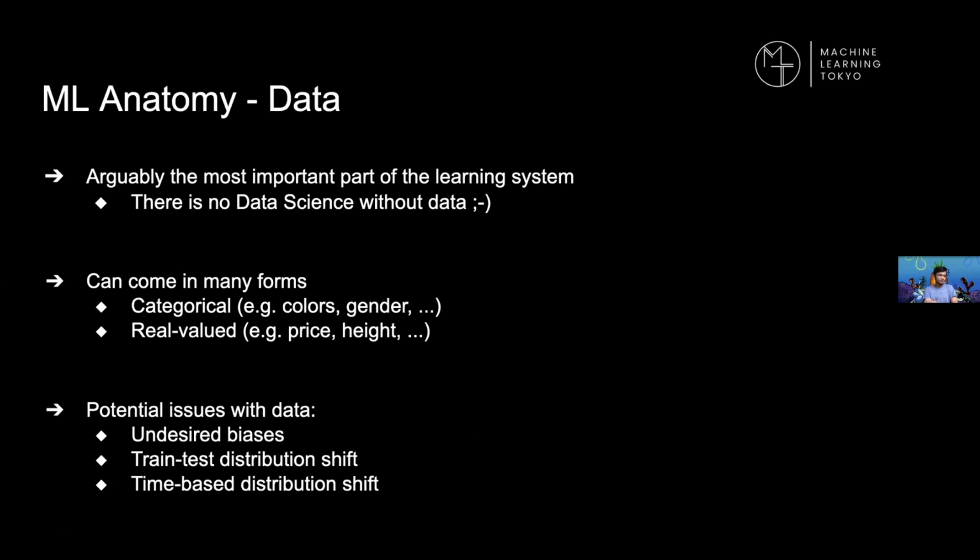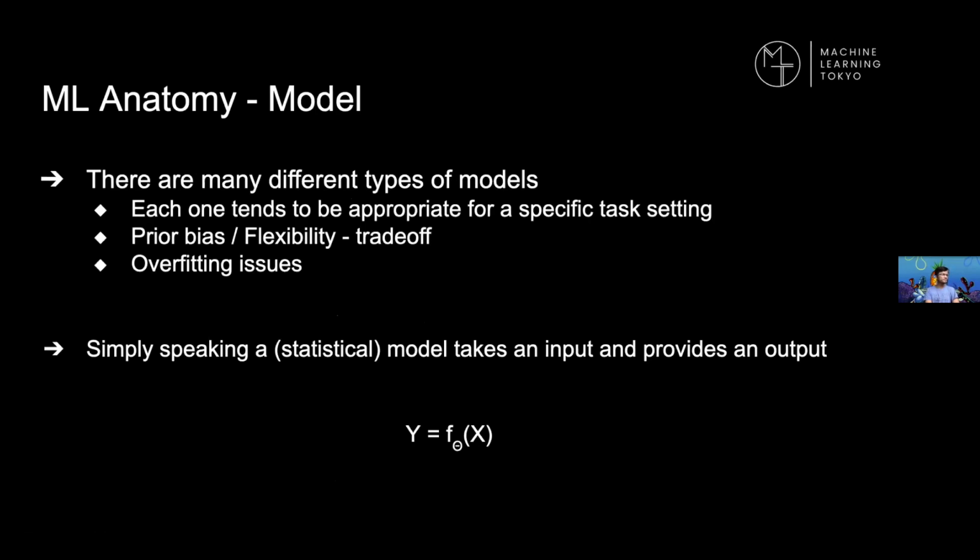So potential issues with data can include biases. Your data might have weird distributions. You can have distribution shifts and all those things. And we'll talk about some of these things in this and the upcoming sessions as we train more and more models. So now let's talk about the model itself.